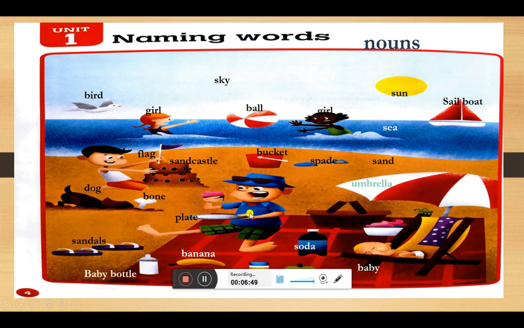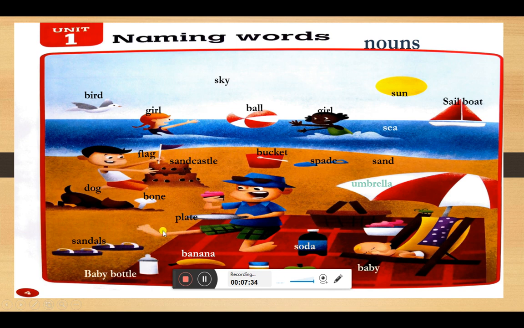And we can see a man. He's a father or the man. He's wearing a hat. And on the hat we can see sunglasses. And the father is eating a cake. And he's holding a plate in his hand. And also we can see a baby. The baby is sleeping under the umbrella. We can see a basket. And here's soda, banana. And this is the baby bottle. And sandals.